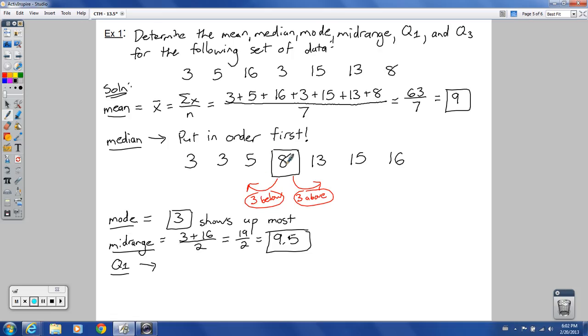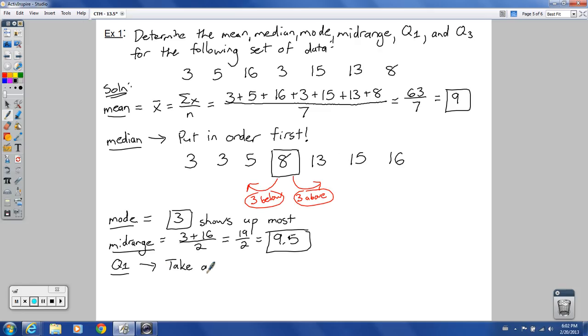Do I include this value? No, because it's exactly 50% of the way. So because it's exactly halfway, I'm going to take the things that are less than halfway. So I'm going to take those 3 values, 3, 3, and 5, and find the middle value of that, the quartile 1 or Q1.